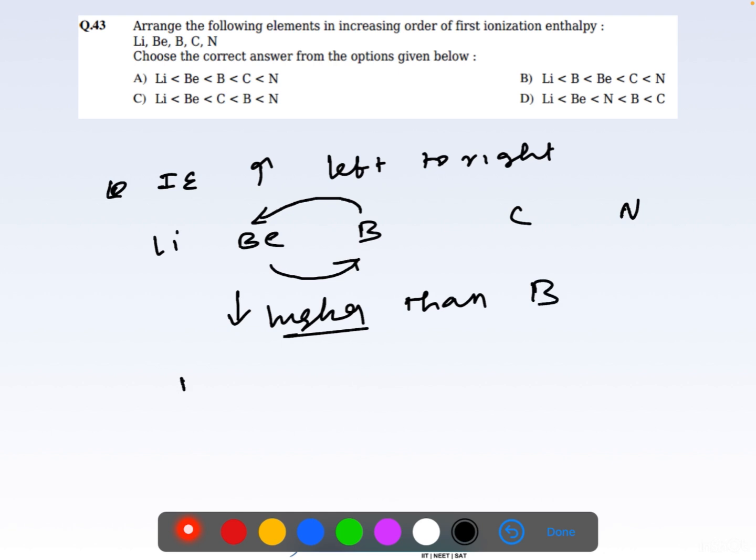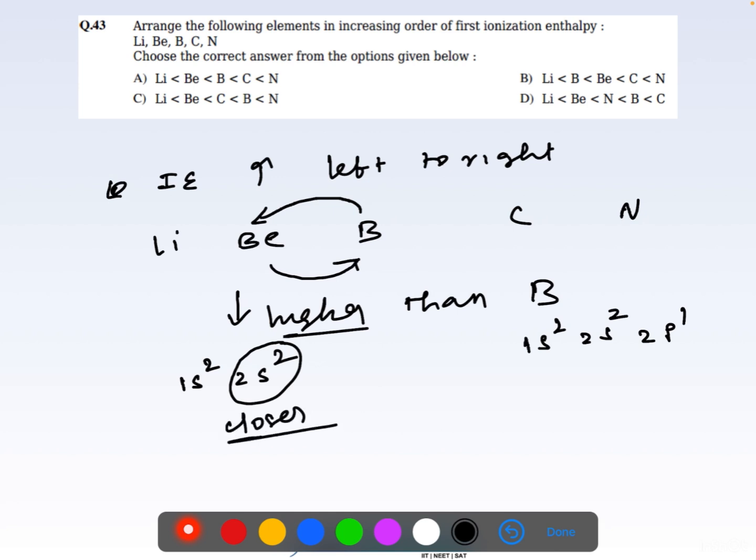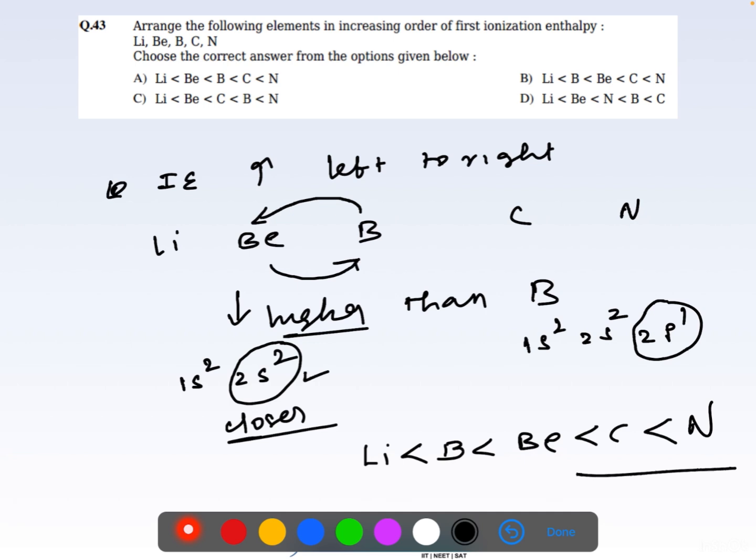Because in beryllium the electronic configuration is 1s2 2s2, in boron it is 1s2 2s2 2p1. So in beryllium the electron should be removed from the 2s orbital, which is closer to the nucleus. In boron the electron should be removed from the 2p orbital, which compared to the s orbital is farther from the nucleus. Therefore more energy is required with beryllium. So here the order will be lithium, then boron, then beryllium, then carbon, and highest will be nitrogen. So the correct option will be option A.